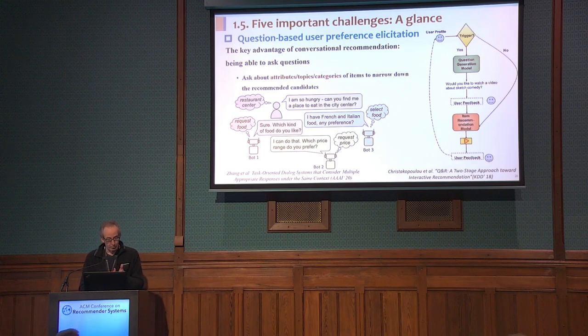So this first challenge has to do with preference elicitation, right? Being able to ask questions. And we think this is one of the cool and distinguishing aspects of conversational recommendation. Ask users about what they like, certain attributes, certain topics, certain items, certain categories. Use this to narrow down the number of candidates. Also use this perhaps to come up with more surprising results. And so we'll focus on a few important papers, or we think inspiring papers in this space.